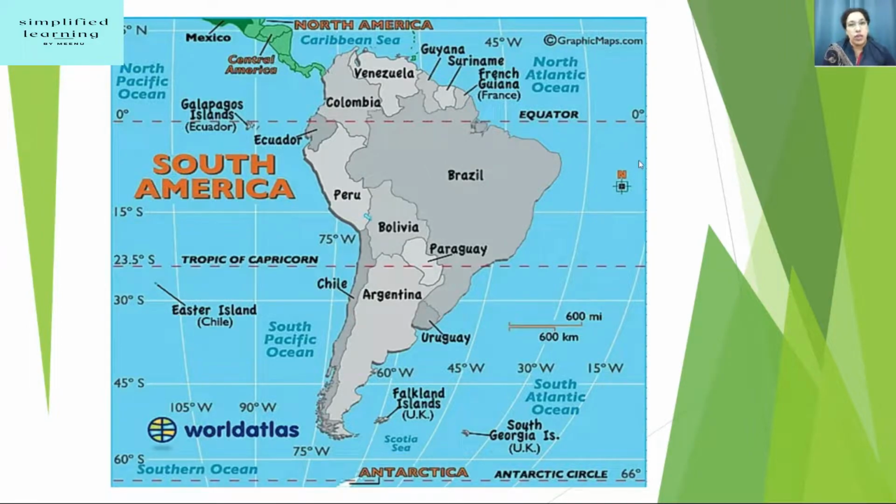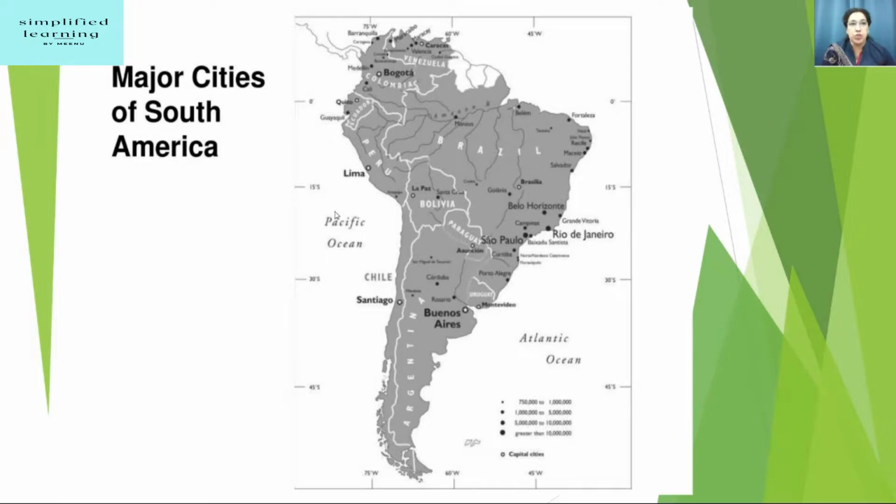Yes? Now let's move to our topic, important cities in South America. So you can see here a map showing major cities of South America. So we will talk about some important cities, right? So the first one is Buenos Aires, which is the capital of Argentina. Then we will talk about Rio de Janeiro, which is the old capital of Brazil. Then Brasilia, which is the current capital of Brazil. Then we will talk about Caracas, which is the capital of Venezuela. Then we will talk about Quito, capital of Ecuador. And at the last, we will talk about La Paz, which is the capital of Bolivia. So you can easily see the location of all these important cities in South America.